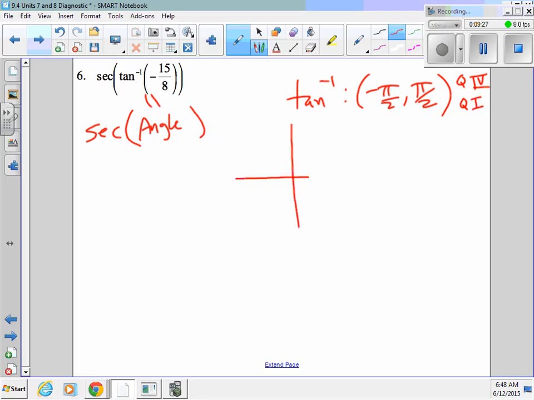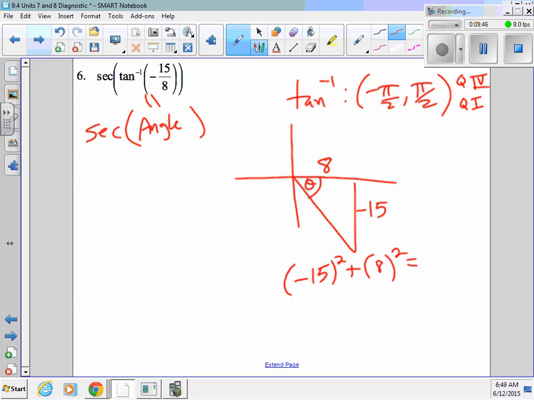So I'm going to draw a fourth quadrant angle, and I know the tangent is negative 15 over 8. I would like the secant of this angle. I'll call it theta. Well, secant is the reciprocal of cosine, which requires the hypotenuse. So I now need to use the Pythagorean theorem to go grab the hypotenuse.